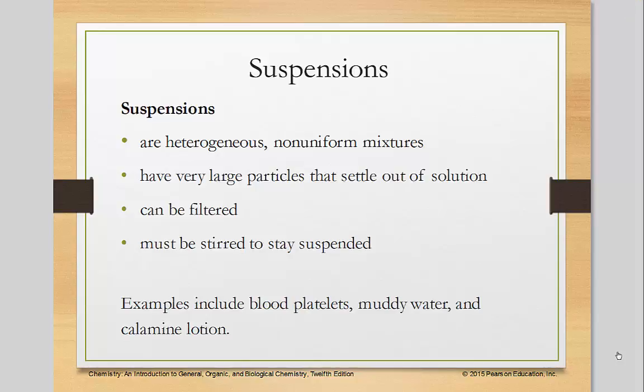Suspensions are things that have a bigger solute, bigger pieces of particles sitting there. Those actually end up settling out. They end up falling to the bottom. Like blood. That's why you have to rock blood back and forth before you give it to a patient, because the blood platelets have actually settled out and you have to mix them back up together again. These can be filtered and they have to be stirred to stay in that suspension. These are considered heterogeneous, not homogeneous. These are not uniform because the bigger particles settle to the bottom.